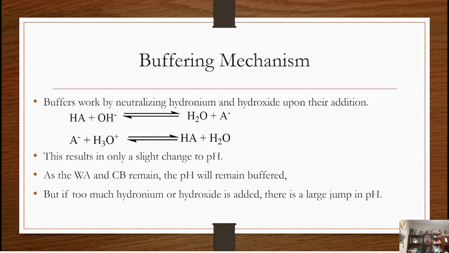The buffers work by essentially neutralizing any hydronium or pure hydroxide upon their addition. So if you add a strong acid of any type, the HA neutralizes the base to form water and some of the conjugate base, or the A- neutralizes some of the hydronium to form the conjugate, the original acid. So depending on what is added, it has the ability to essentially counteract a small portion of that.